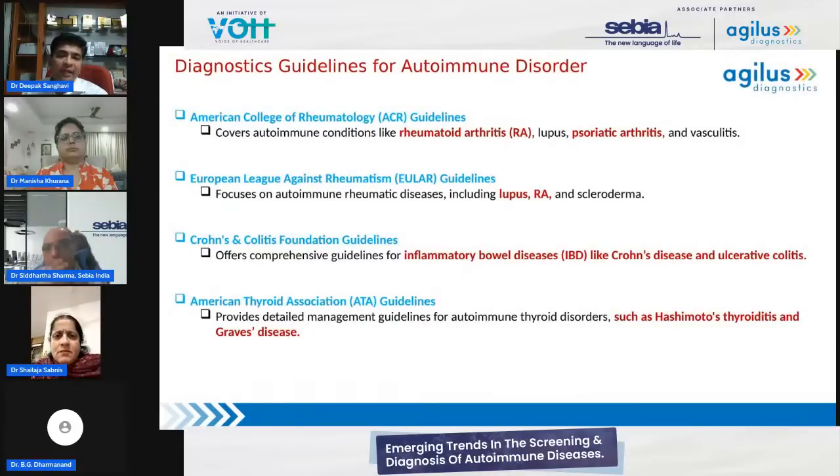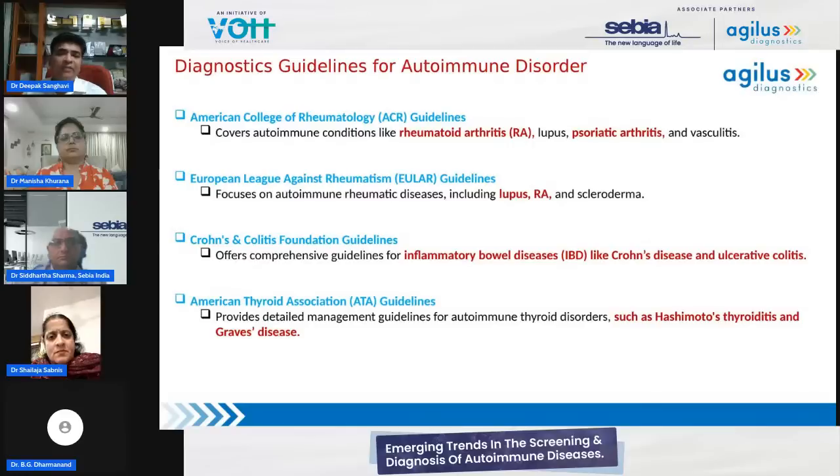So how do we get the correct SOP for finding out how to go about autoimmune disorders? Definitely there are good guidelines which give us guidance on how to handle this complex testing procedures. Like the American College of Rheumatology guidelines, ACR guidelines, for rheumatoid arthritis, psoriatic arthritis, lupus arthritis, it gives a very good approach to the diagnosis. We have European League Against Rheumatism, that is EULAR guidelines for lupus and rheumatoid arthritis.